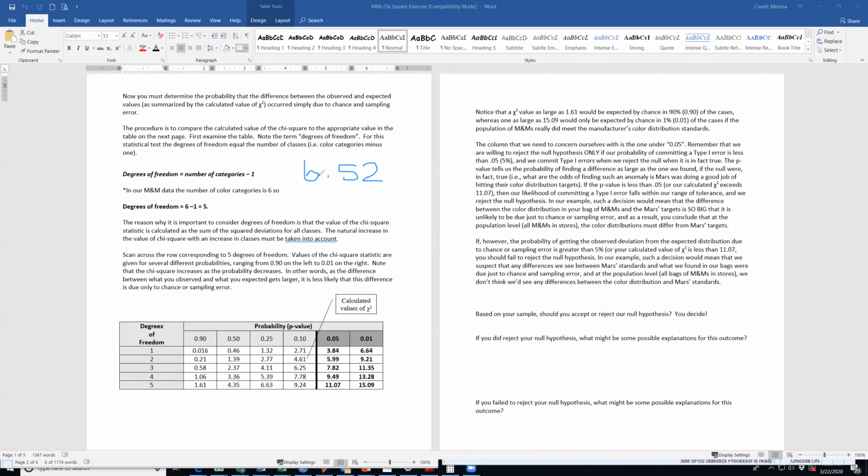All right, so to find out which is more likely, all right? Is it more likely that we found this big of a difference because of chance and sampling error, or is this difference so large that it's unlikely to have occurred due to chance and sampling error, and instead it's reflecting a population level difference, where at the population size, all of the M&Ms that Mars is manufacturing, they're messing the colors up, all right? They're not hitting their distribution. We have to figure out what our p-value is.